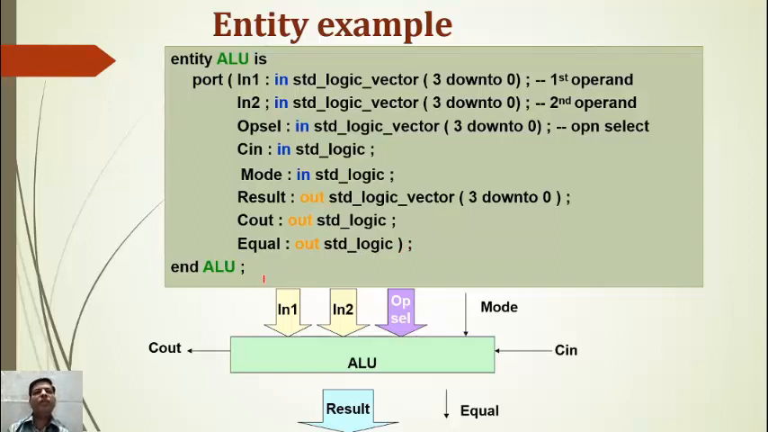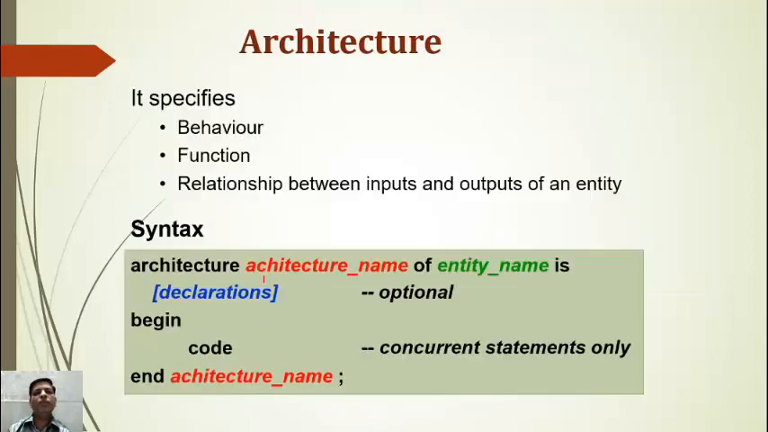In this way we have written down the entity for the ALU. So these are the two examples. Here we have taken care of the considerations to define the entity. Now we are moving towards the next topic that is very much important in VHDL programming, that is architecture.